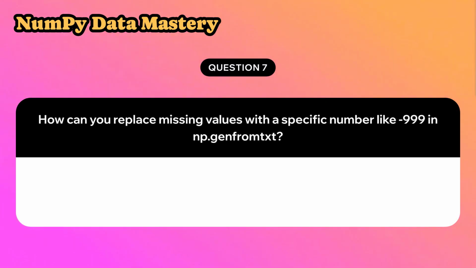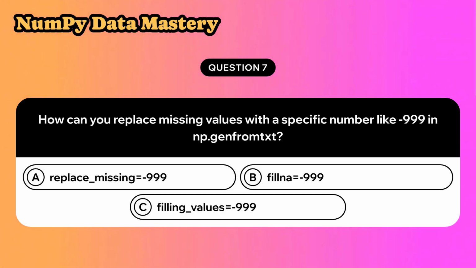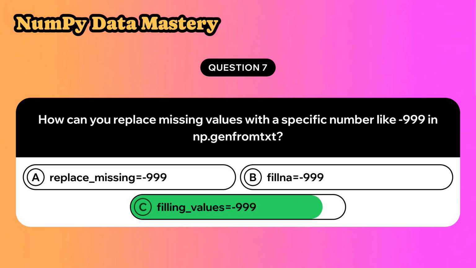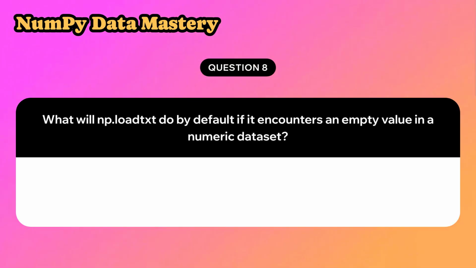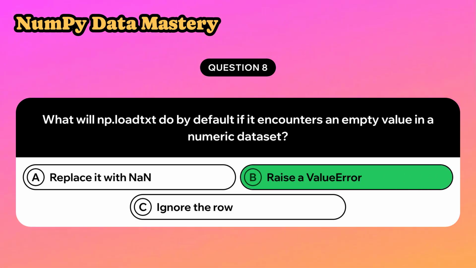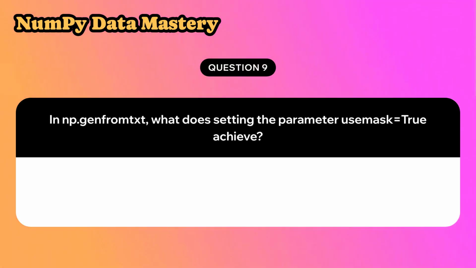How can you replace missing values with a specific number like -9999 in numpy.genfromtxt? What will numpy.loadtxt do by default if it encounters an empty value in a numeric dataset? In numpy.genfromtxt, what does setting the parameter usemask equals true achieve?